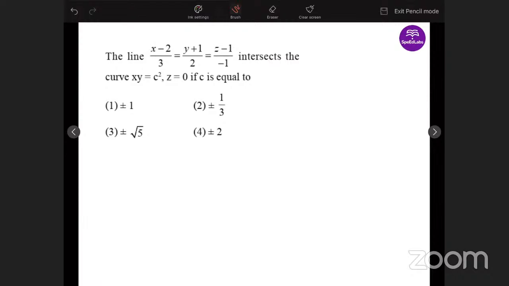The line (x minus 2) upon 3 equals (y plus 1) upon 2 equals (z minus 1) upon minus 1 intersects the curve xy equals c square, z equals 0, if c is equal to.